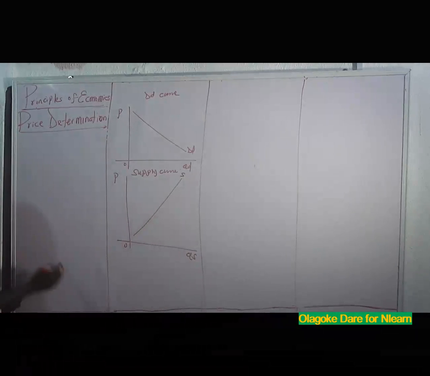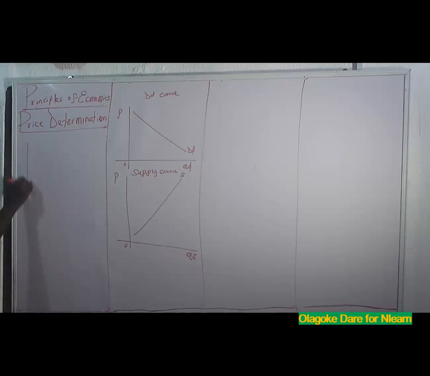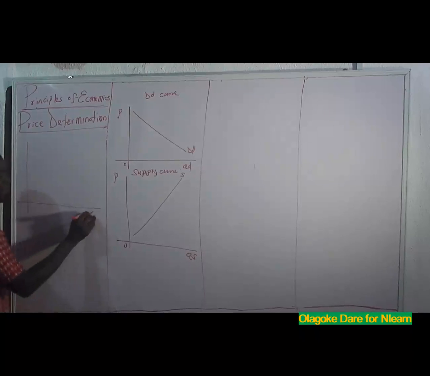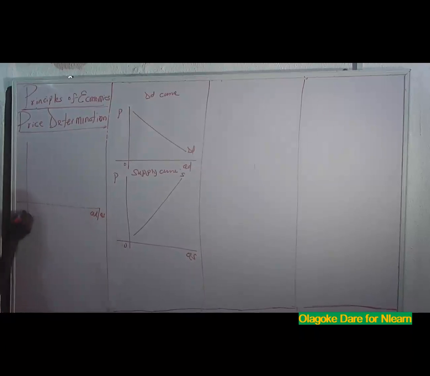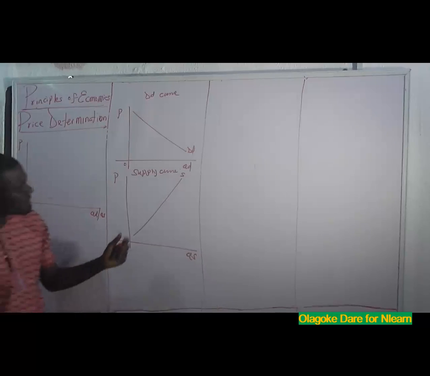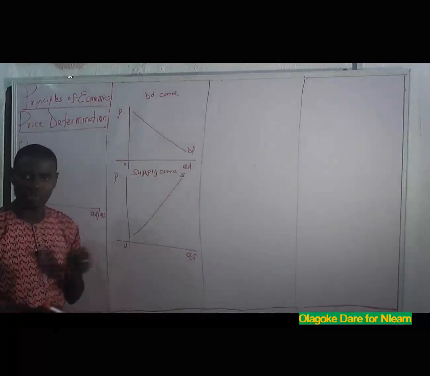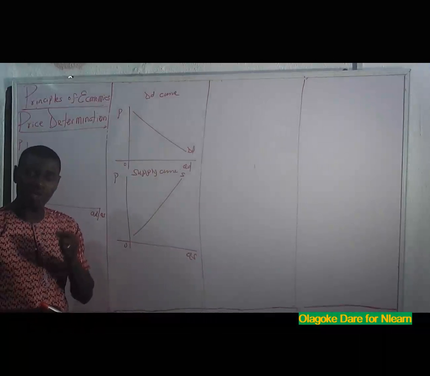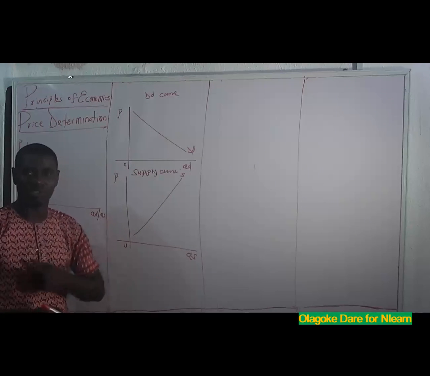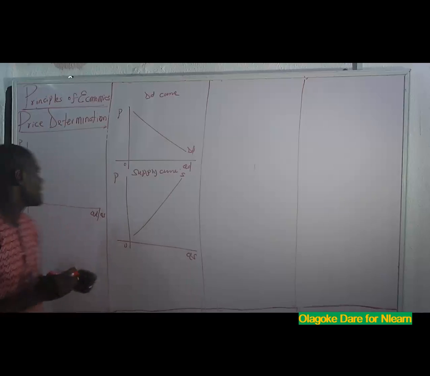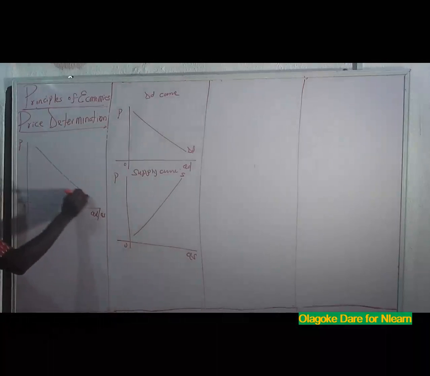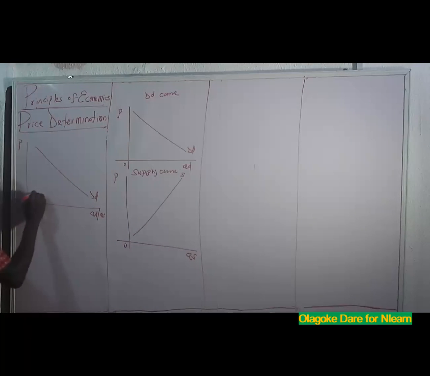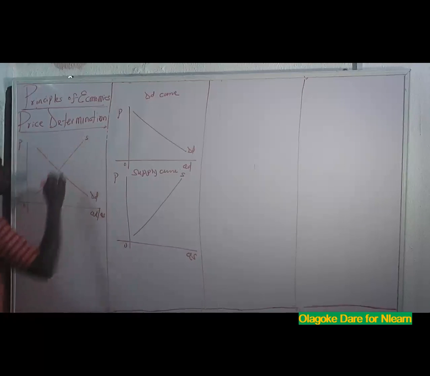Now, how does my price determination look? Here is my quantity demanded slash quantity supplied, here is 0, here is my price. I want to look at the relationship between these two curves and how we can use it to determine equilibrium price and quantity and to allocate scarce resources in an economy. The one that goes like this is my demand curve, while the one that goes like that is my supply curve. You can see they meet at this point.